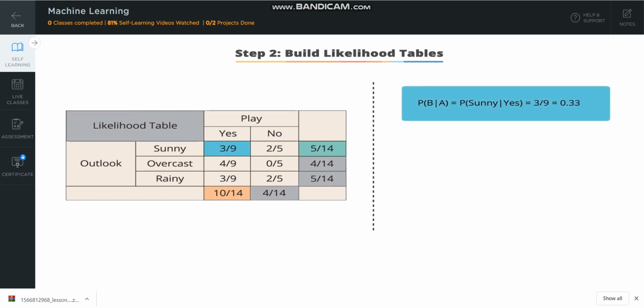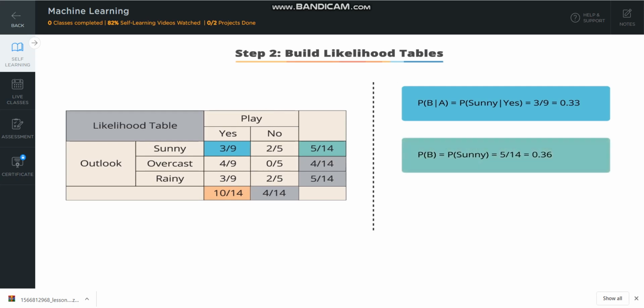Probability of Sunny given yes is equal to 3/9, that is 0.33. This is obtained by calculating the probability of predictor with respect to class. Prior probability of sunny weather is calculated with respect to the total probable possibility in class, that is 5/14, which is 0.36. Prior probability of class yes is 10/14, which is 0.71.